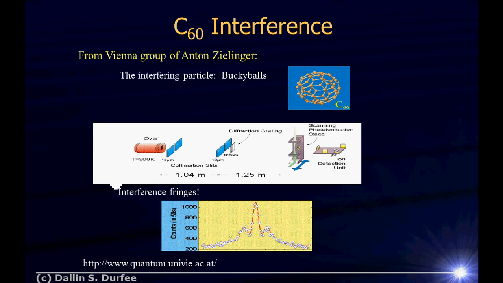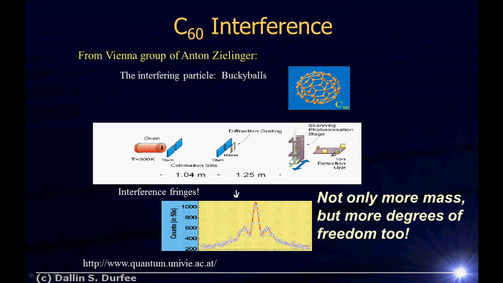Now, you'll notice his interference fringes aren't quite as sharp as the ones I showed you in the previous slides. That's because this is a much harder experiment, all right? Remember, as the mass gets bigger, the wavelength tends to get smaller. But that's not the only problem. Not only do carbon-60 molecules have more mass, they have more degrees of freedom too. And it turns out your molecules have to be in the same state or they don't interfere.